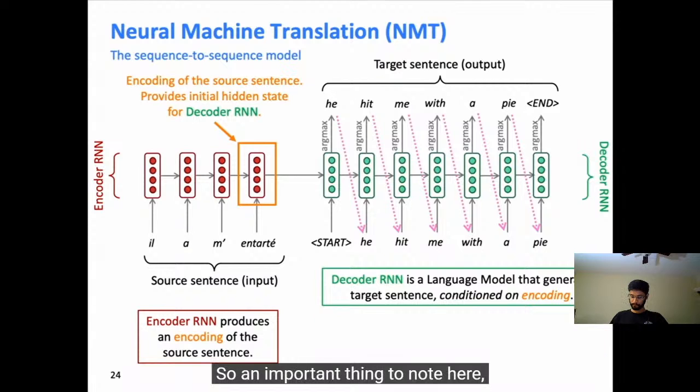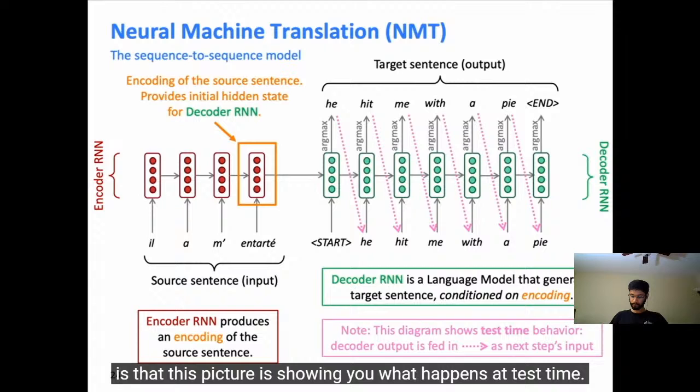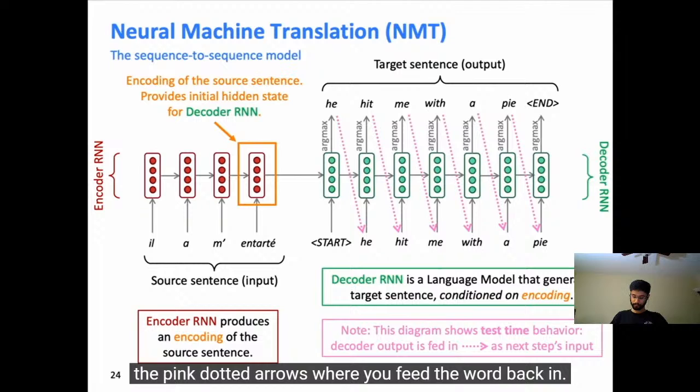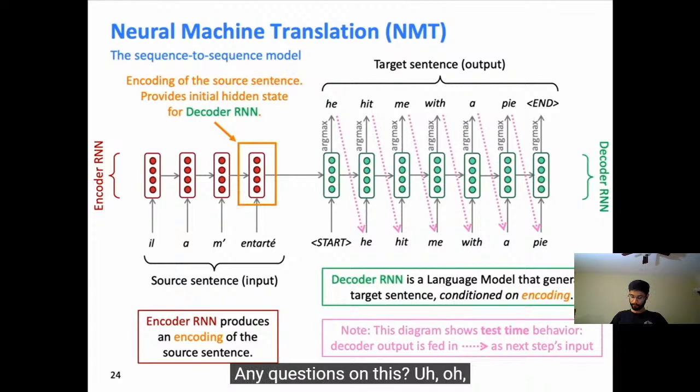So an important thing to note here is that this picture is showing you what happens at test time. This shows you how to generate text. This isn't what happens during training. I'll show you what happens during training later. But this thing with the pink dotted arrows where you feed the word back in, this is what you do to generate text at test time. Any questions on this?